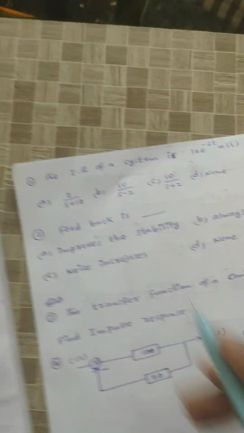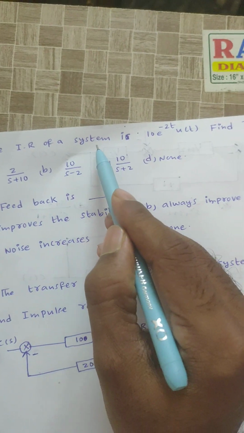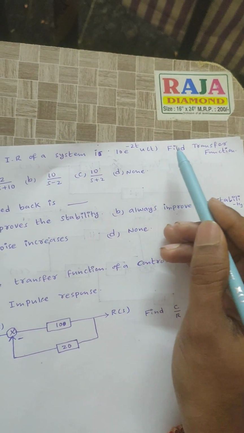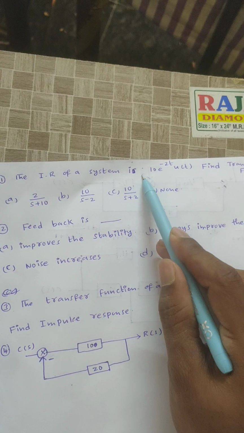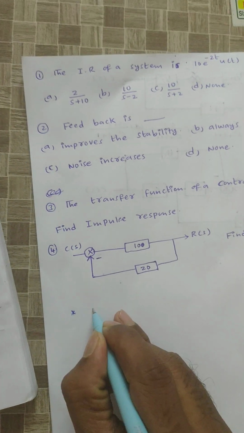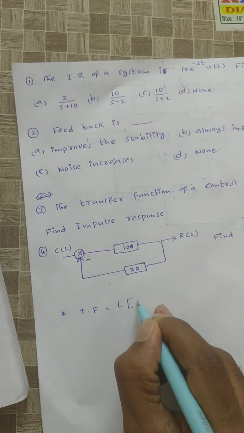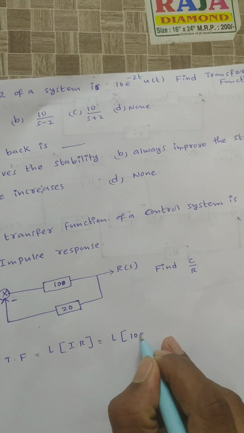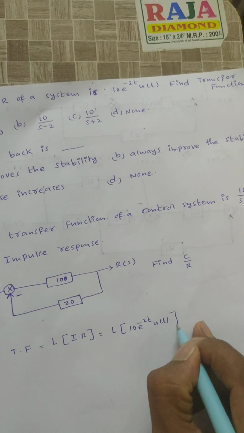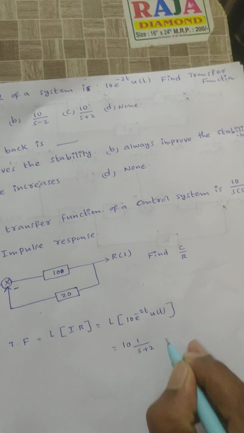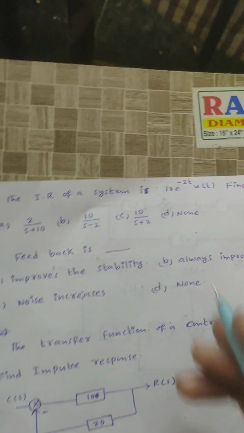Now let us solve one problem. See here, the impulse response of a system is 10 times e power minus 2t times u of t. Then find the transfer function. Already we know that transfer function is equal to the Laplace transform of impulse response. The impulse response is given as 10 e power minus 2t u of t. That value will be, 10 is a constant, and the Laplace of e power minus 2t will be 1 by s plus 2. That is, 10 by s plus 2 is the answer. That means the second option is the answer.